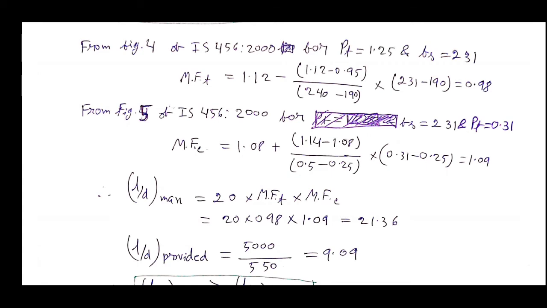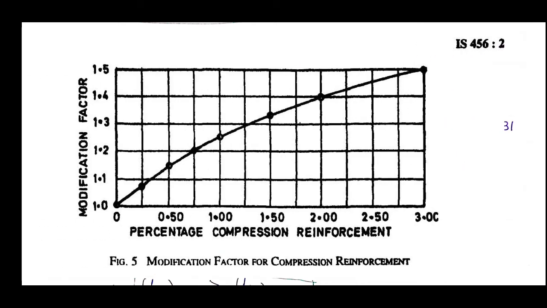Now we have to find the modification factor for compression reinforcement from figure 5 of IS 456 2000. You can see figure 5 on your screen. For the percentage 0.31, which we already found, the graph is written for 0.5, and the middle portion is 0.25, whose exact value we can get from this graph. 0.31 definitely lies between 0.25 and 0.5, so we can assume the value from here.